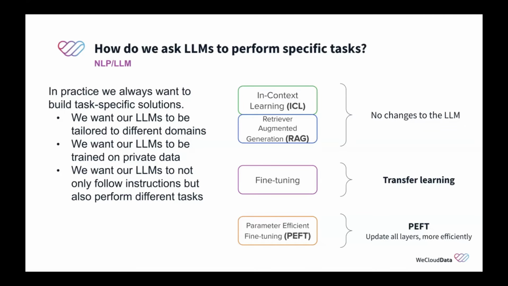The third type is fine-tuning, but there are different ways of fine-tuning your models. One of these approaches is more similar to transfer learning, right? And what's more practical, I think, is parameter efficient fine-tuning, called PEFT. It updates all layers in your model, and it does this in a more efficient way. So let's go through some of these examples.